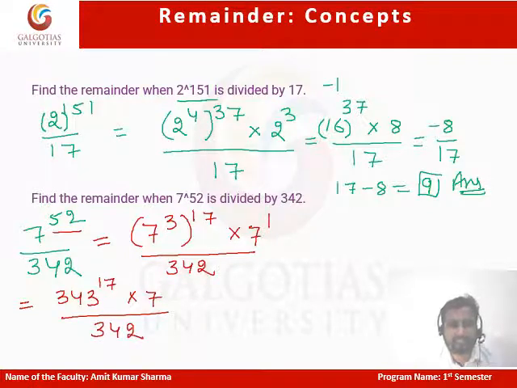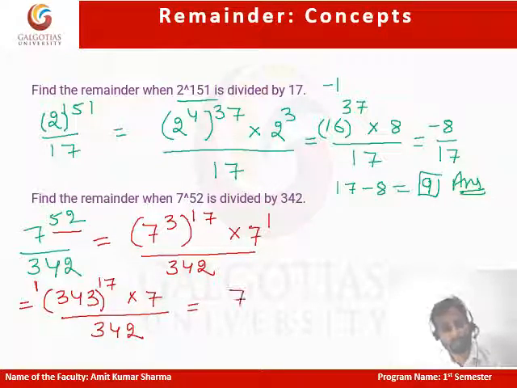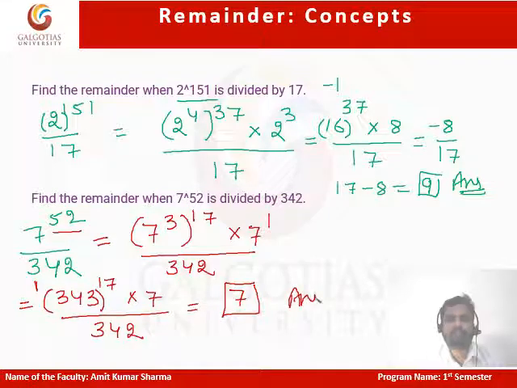So what is the remainder here? 1 raised to the power 17, which is 1. What is the remainder here? 7. So 1 multiplied by 7, 7. It is positive, so it's itself the remainder. The final answer would be 7. If this expression is divided by 342, then the final remainder is what?